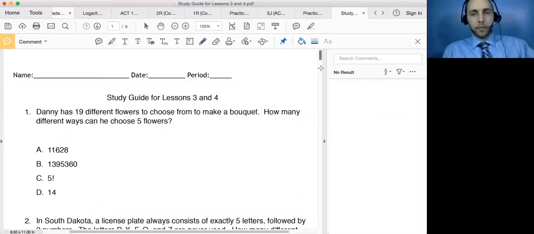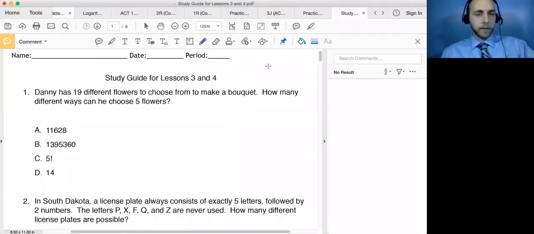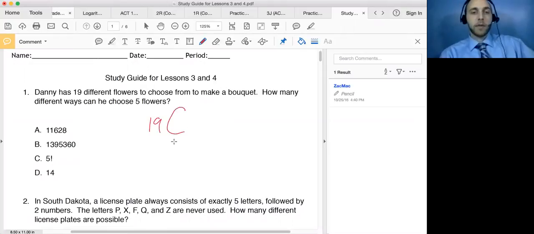So number 1, pretty straightforward kind of question. Danny has 19 different flowers to choose from to make a bouquet. How many different ways can he choose 5 flowers? So pretty simple. We have 19 total. It's a combination kind of situation because he's just choosing a bunch of flowers from the selection. He's not arranging them yet in any way. He's just choosing the ones he's going to use.